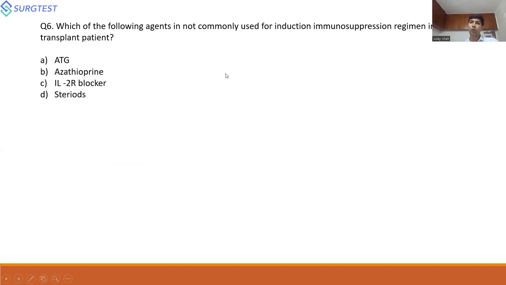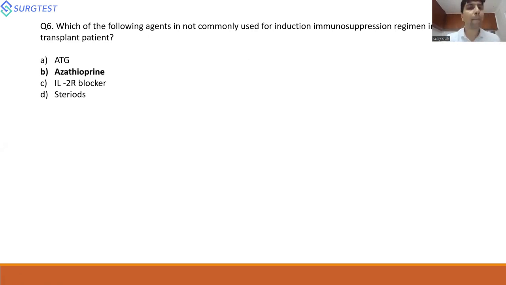Which of the following is not used for induction immunosuppression regimen in a transplant patient? A, ATG, which is antithymocyte globulin; B, azathioprine; C, interleukin 2 receptor blocker; and D, steroids. Excellent. Everyone has read the new Bailey extensively. This is a direct line picked up from the new Bailey, which was not clearly mentioned in the old Bailey, however, it was mentioned in other books. And the answer here is B, azathioprine.